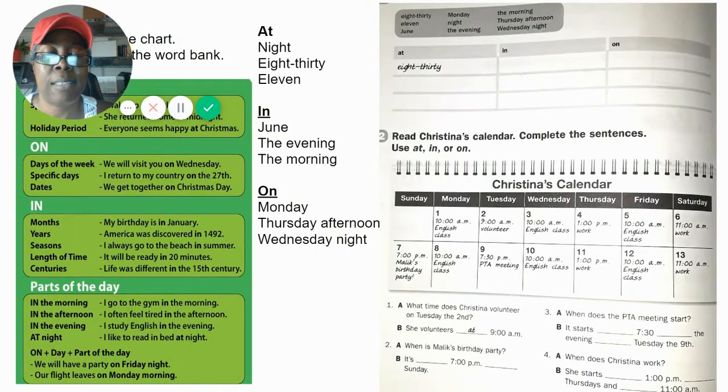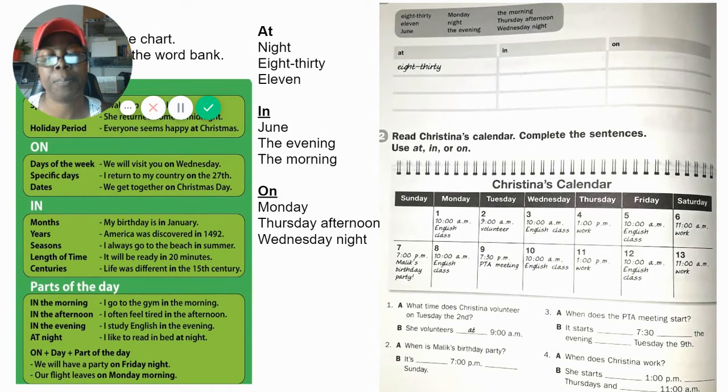When is Malik's birthday party? It's blank 7 p.m. blank Sunday. So Malik's birthday party, it's blank 7 p.m. 7 p.m. is an exact time. And with exact times, we use at. So it's at 7 p.m. And then, of course, Sunday is a day of the week. And with days of the week, by themselves, we use on. So it's at 7 p.m.